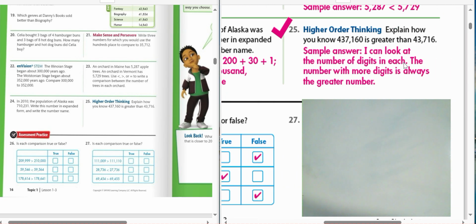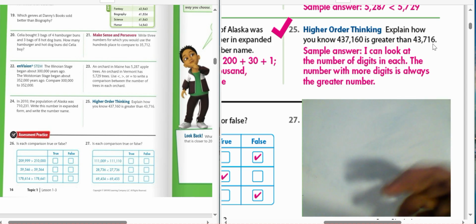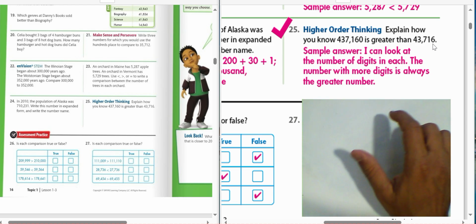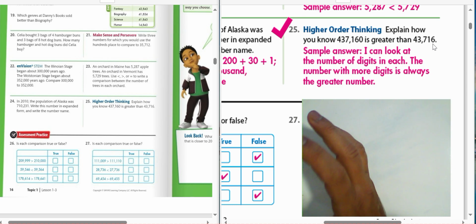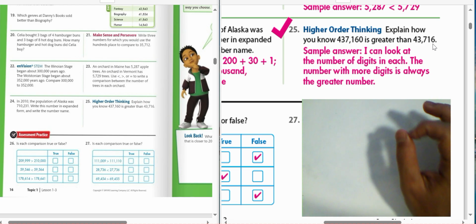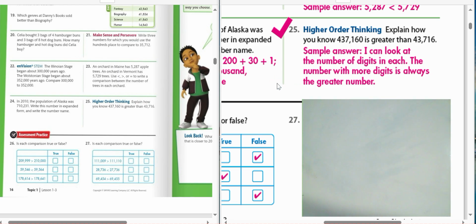Question number 25. Explain how you know 437,160 is greater than 43,716. We can compare the two numbers by the place values. I can look at the number of digits in each. The number with more digits is always greater. We have 6 digits here and 5 digits here. It's very easy to compare by counting the digits. The first number has 6 digits and the second has 5 digits. Then the number with more digits is always the greater number.